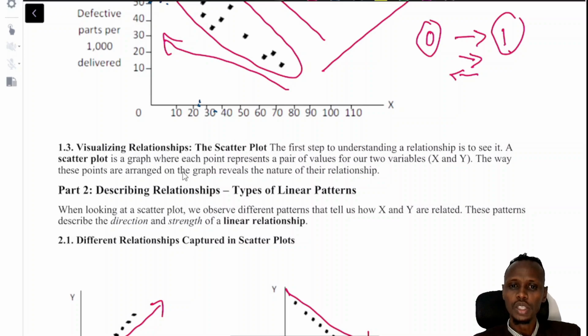A scatter plot is a graph where each point represents a pair of values for our two variables, x and y.